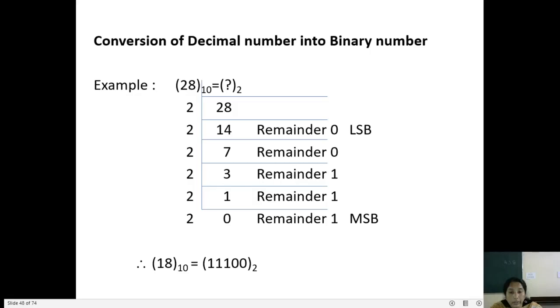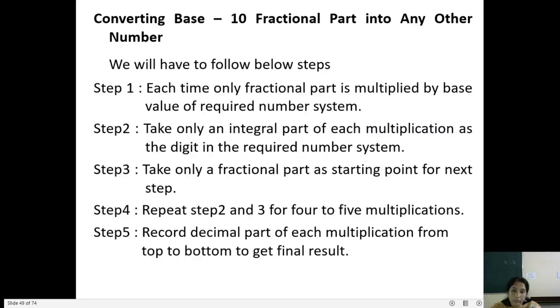Okay. And then next is converting base 10 fractional part into any other number. Then you want to use multiplication by that particular base and take the integer, and only the fractional part. If you get a fractional part, again you multiply in the next step, and repeat the step for 2 to 3, 4 to 5 multiplications, and record the integer part of each multiplication. You can see this result, see here.